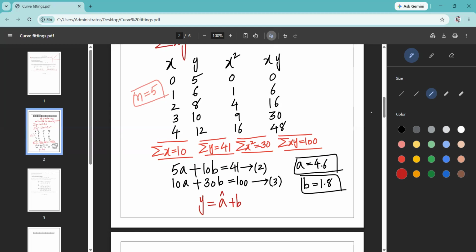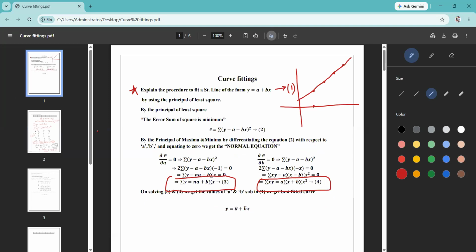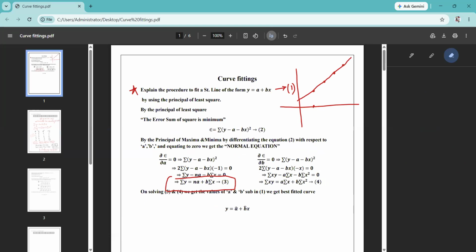Okay, so then y is equal to a cap value, which is 4.6, plus b cap value, which is 1.8, times 6. So this is your final solution of this problem. Okay. This is the problem we have done. This is based on the normal equations. I think this one is not required, so this one I'm going to erase.